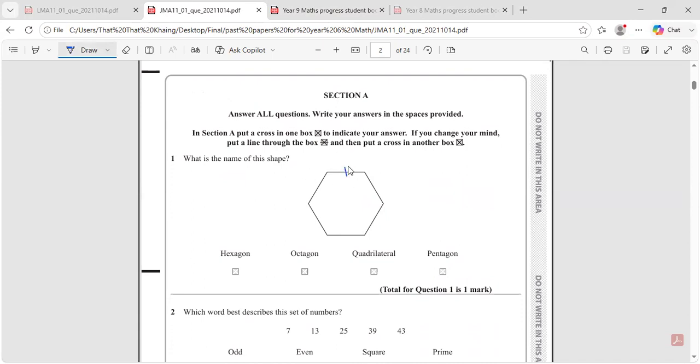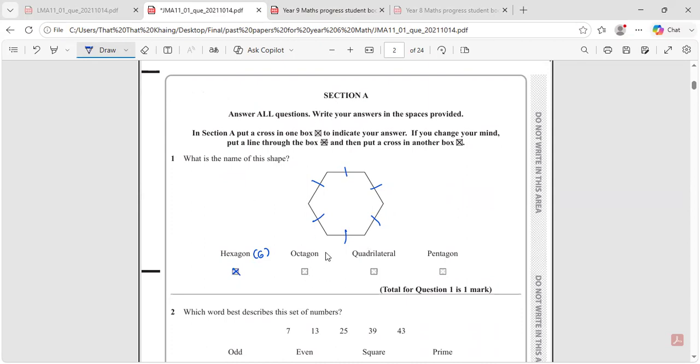So how many sides are there? So think about it. 1, 2, 3, 4, 5, 6. 6 sides. Will we call it hexagon or octagon or quadrilateral or pentagon? So hexagon, it has 6 sides, right? That's why we have to choose the first option. You have to cross it.